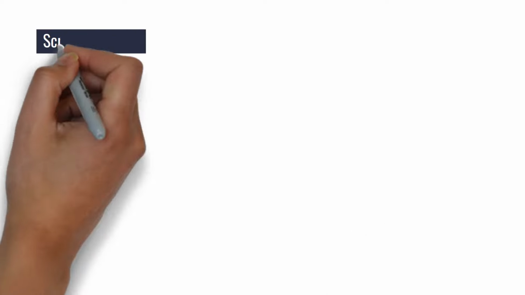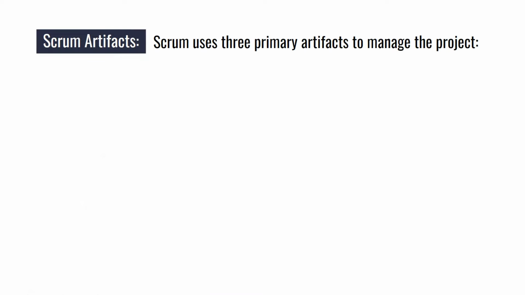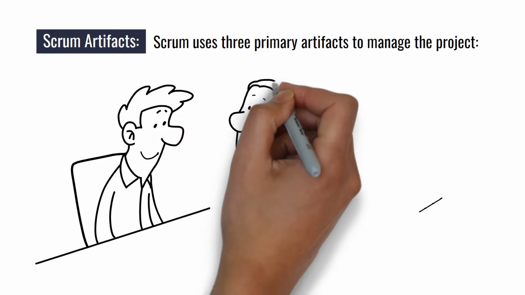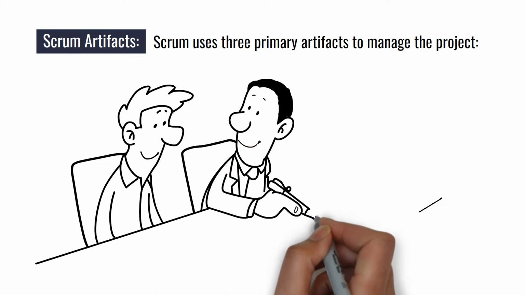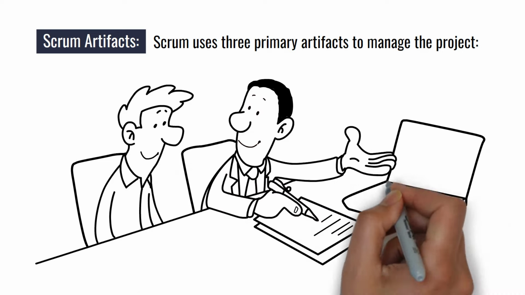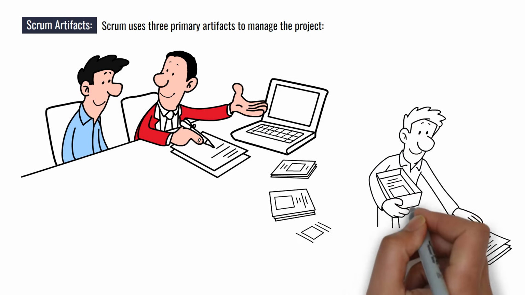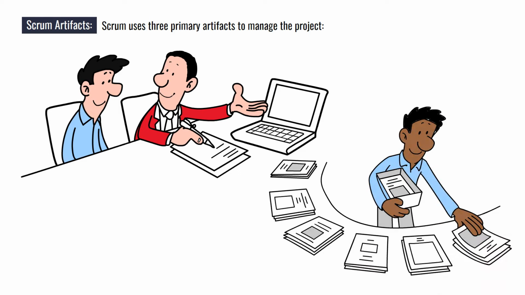2. Scrum artifacts. Scrum uses 3 primary artifacts to manage the project. A. The product backlog is a prioritized list of features and requirements for the product. B. Sprint backlog is a list of tasks that the team will work on during the current sprint. C. Increment is the working product that is delivered at the end of each sprint.